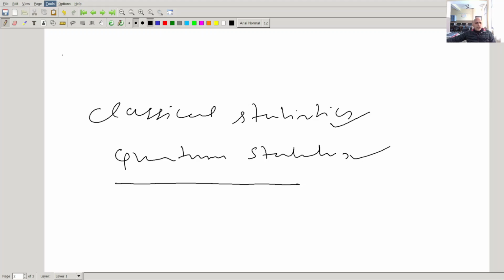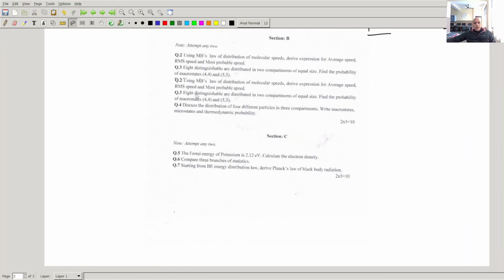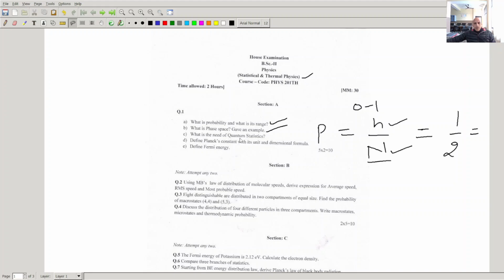We need quantum statistics to deal with quantum systems, because in the quantum world the particles are identical as well as indistinguishable. So the normal classical statistics, which deals with identical as well as distinguishable particles, is not applicable here, because in the quantum world identity and indistinguishability are linked with each other, right? This was the answer to this question. You can write it in 2 or 3 lines, right?